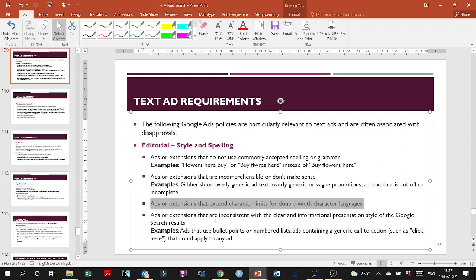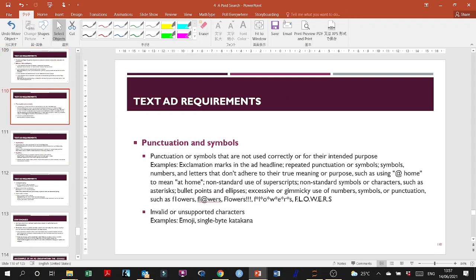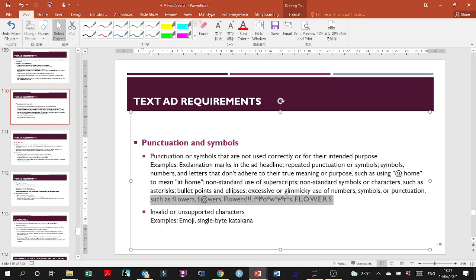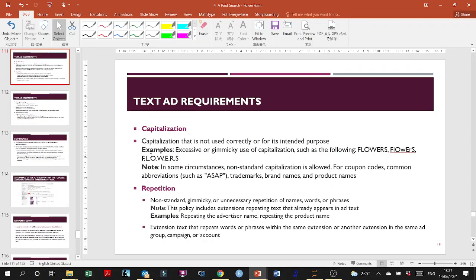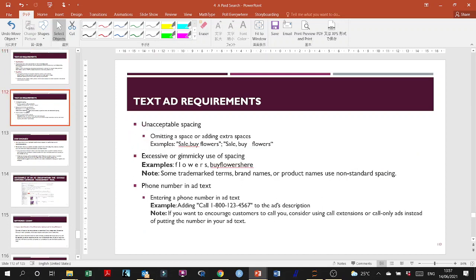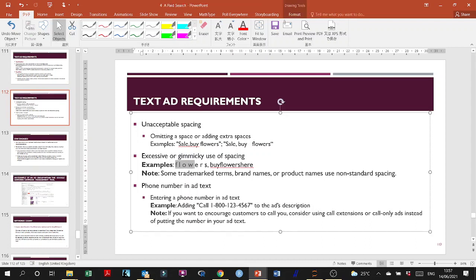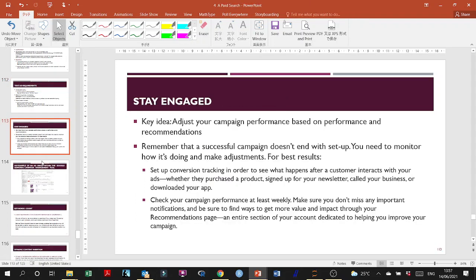Ads or extensions that are inconsistent with the clear and informative presentation style of Google search results. An example could be a generic call to action like click here or something like that. Punctuation also, nothing unacceptable like this. Avoid anything that looks like this, and I think it's one of the policies that it's invalid altogether, including emojis. Capitalization is also invalid. Repetition is also very bad. Unacceptable spacing, too much spacing, thinking that you're getting attention. No, not acceptable. So be careful.